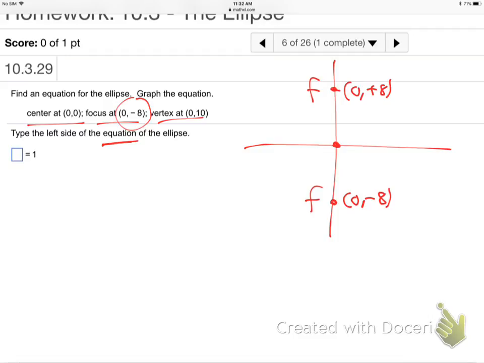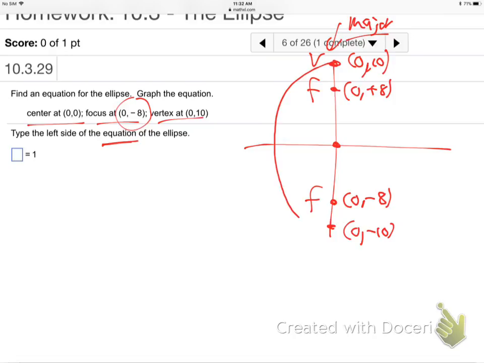So there's the two focus points. And then they're telling me the vertex, which means the longest edge, is at 0, 10. So here's the vertex, 0, 10, and the other vertex, 0, negative 10. Is this shape taller or wider? It's got to be taller because the vertices are up and down, and so are the focus points. The major axis is always where you find the focus points and the vertices. That's a terrible drawing, but I know it is taller than it is wide.